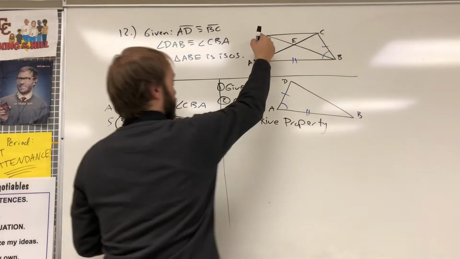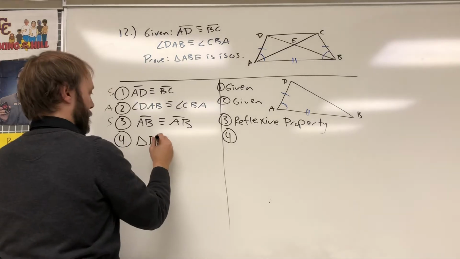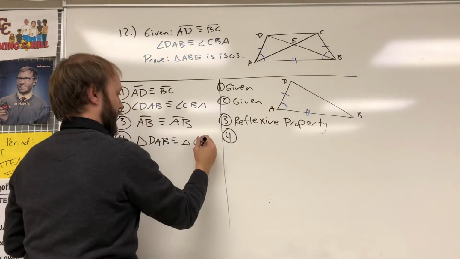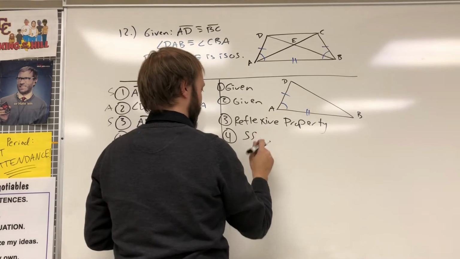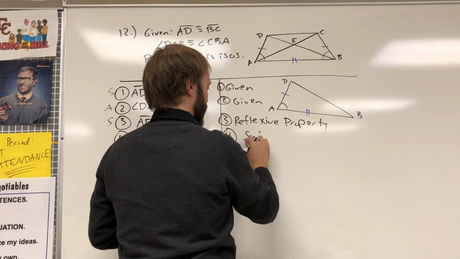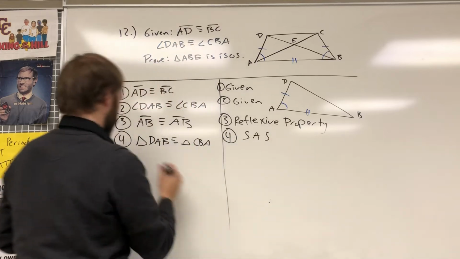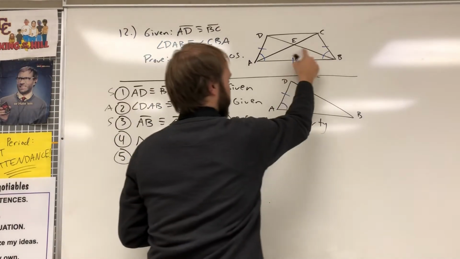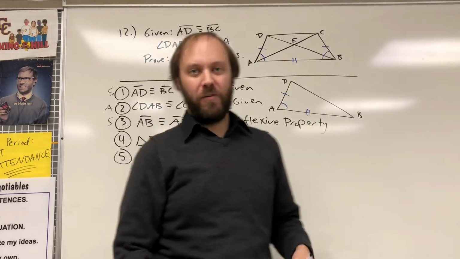We can say the triangle DAB is congruent to triangle CBA, and that is by the side angle side rule. And so some of you are probably looking at this saying, well, okay, that's great, but the proof didn't say to prove any triangles congruent. It said to prove that this triangle here is an isosceles triangle, okay?